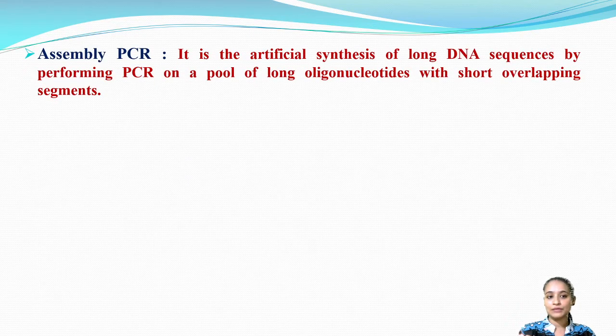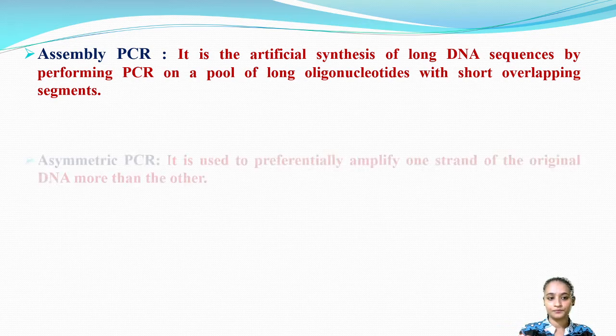Next one is assembly PCR. It is the artificial synthesis of long DNA sequences by performing PCR on a pool of long oligonucleotides with short overlapping segments. As the name suggests, assembly PCR uses a pool of oligonucleotides with short overlapping segments. That's why it is called assembly PCR.